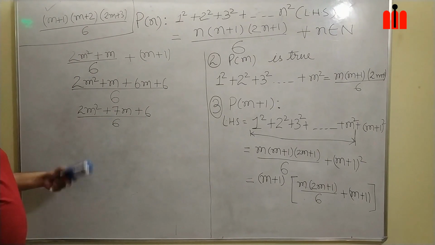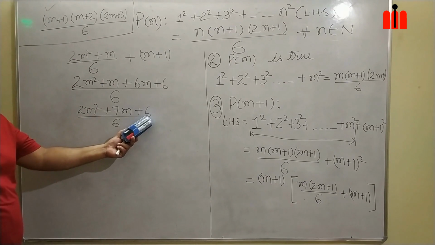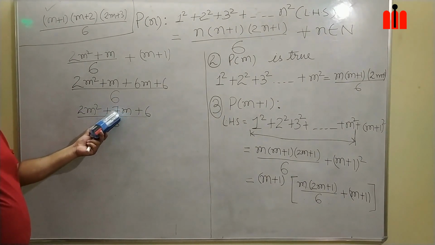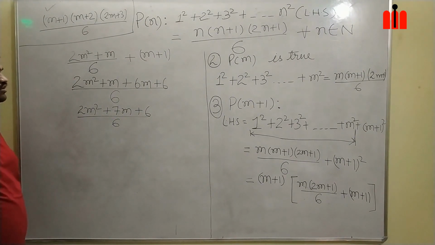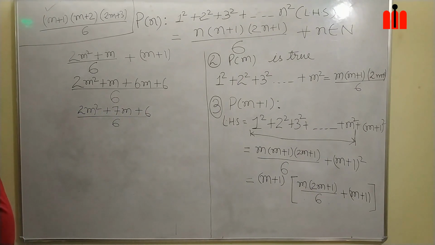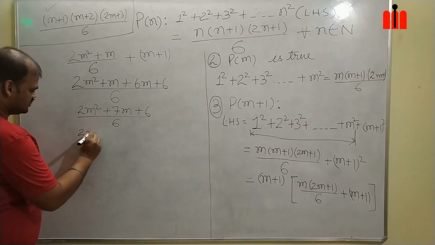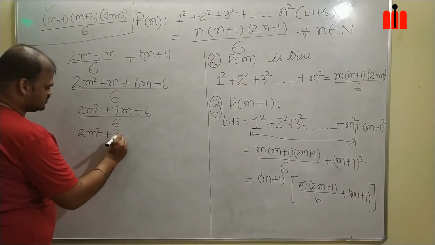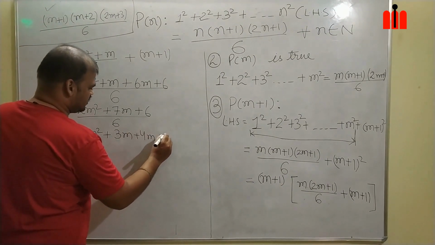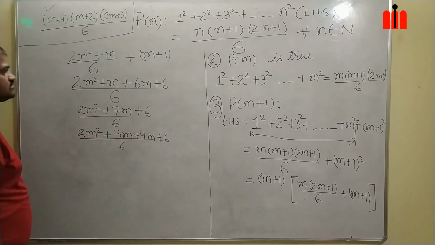Now factorize it. For factorization, you take 2 and this 6. So 2 multiplied by 6 is 12. Now this 7 can be distributed as 3 plus 4, and 3 into 4 is 12, 6 into 2 is 12. Like that we will complete the factorization for this. 2m square plus 3m plus 4m plus 6 whole divided by 6.